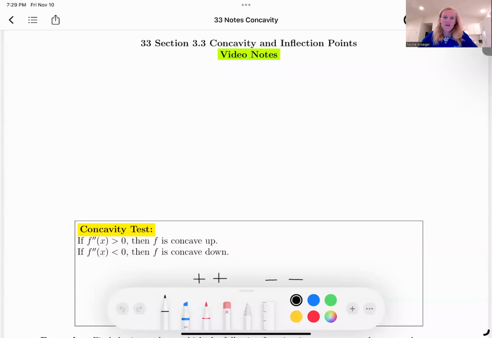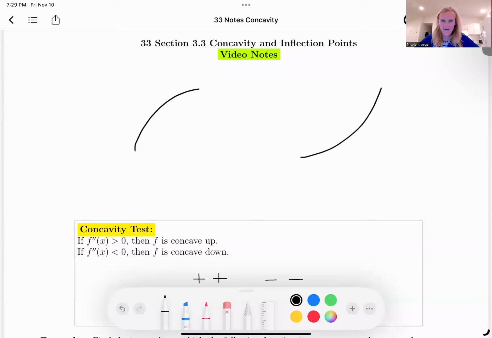We've seen that the first derivative tells us where a function is increasing or decreasing and where it has local maxes and mins. Today, we're going to learn what the second derivative tells us about a function. And before we do that, let's consider two functions that are increasing, but look a little different. So I could look at this function that's increasing everywhere. And I could look at that graph.